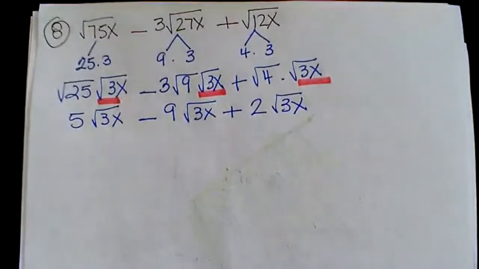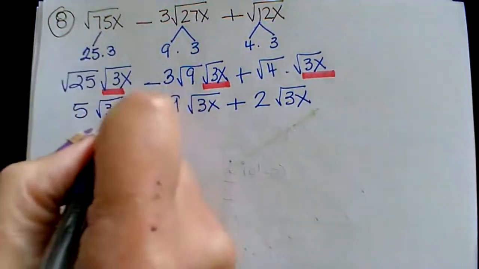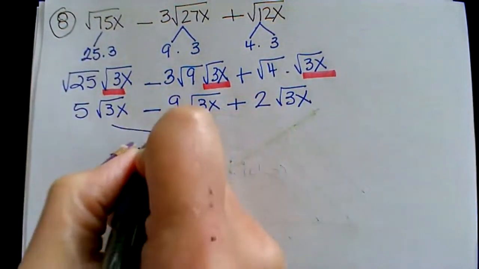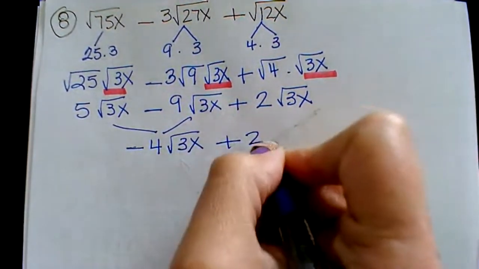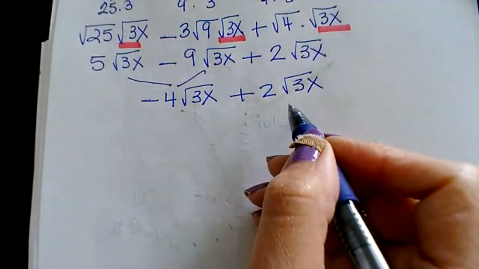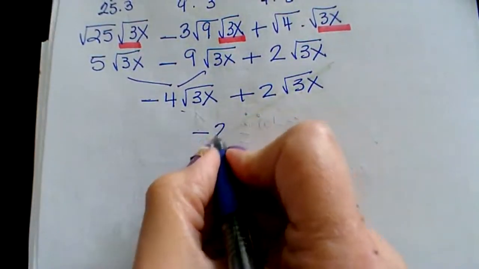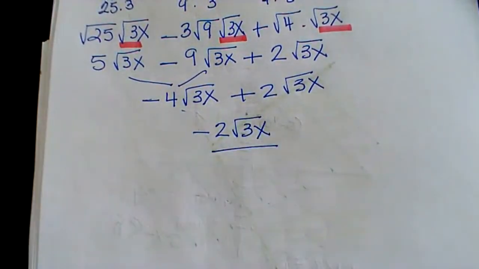So what do I do first? Order of operations from left to right. We're going to do this one first. What do we get? Negative 4 square root of 3x plus 2 square root of 3x. Now we combine these two and we get negative 2 square root of 3x. And that's the answer that I got.